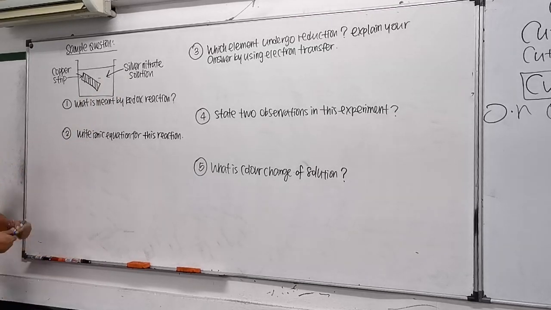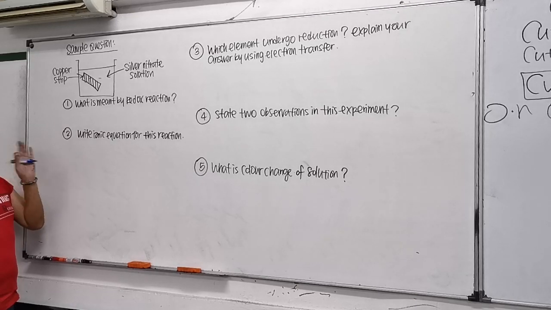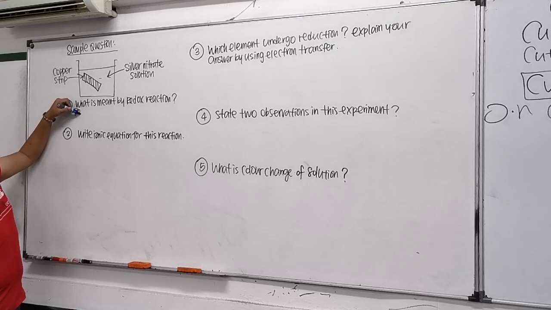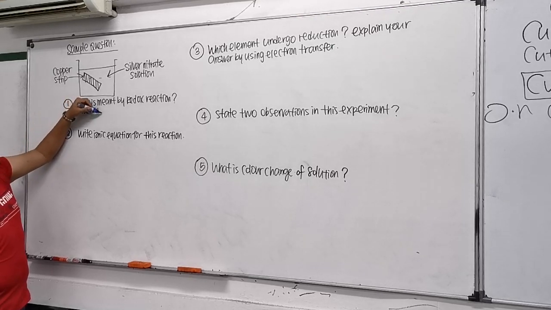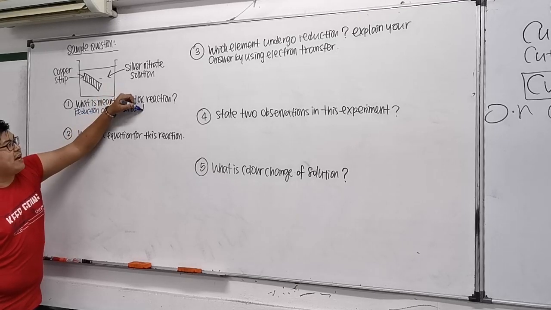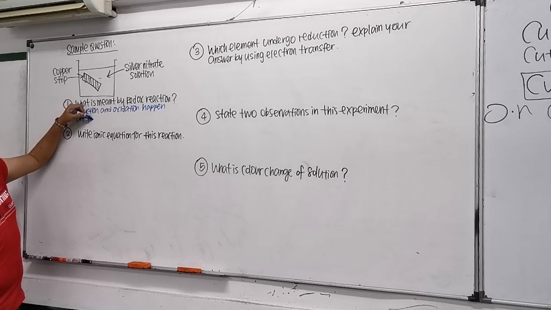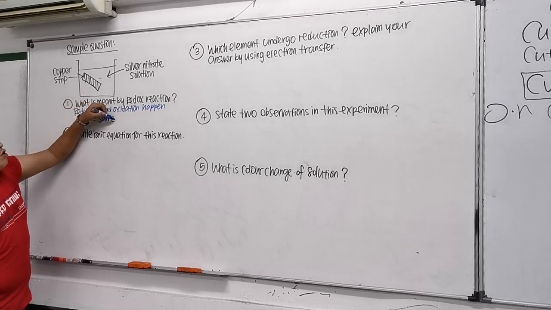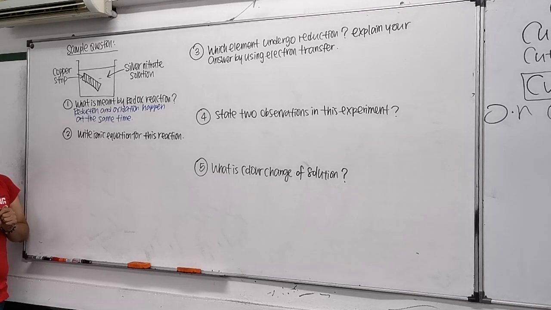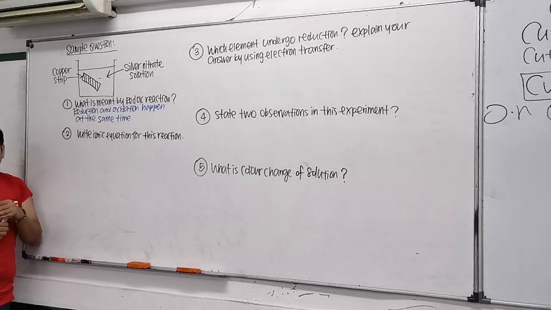Okay, first one. What is meant by redox reaction? We learned this 3 weeks ago when we first started. So what is redox? Redox means that there is reduction and there is oxidation. These two processes happen at the same time. When you have an oxidation process and a reduction process, they happen at the same time. That is called redox. Alright, you learned this when we first started this chapter.